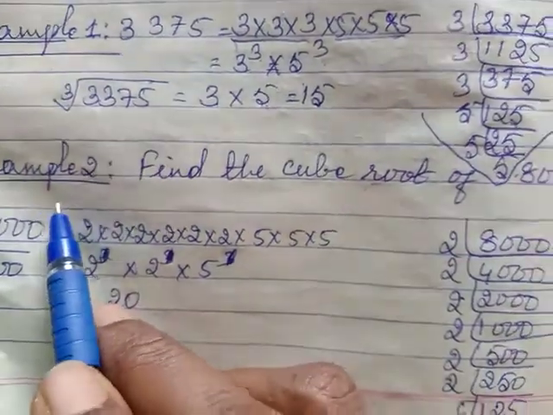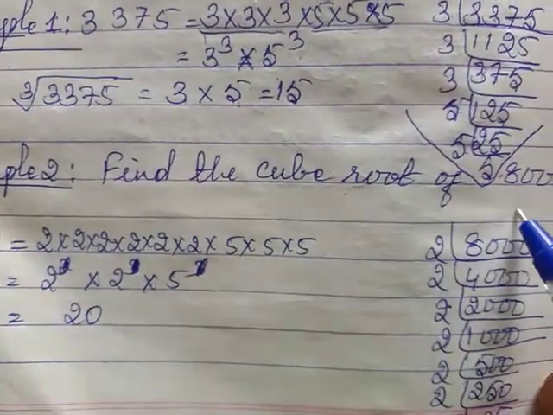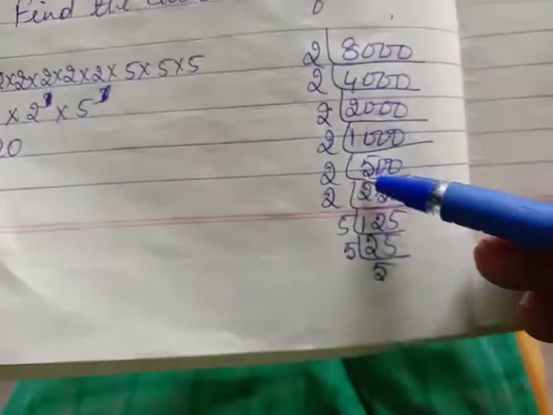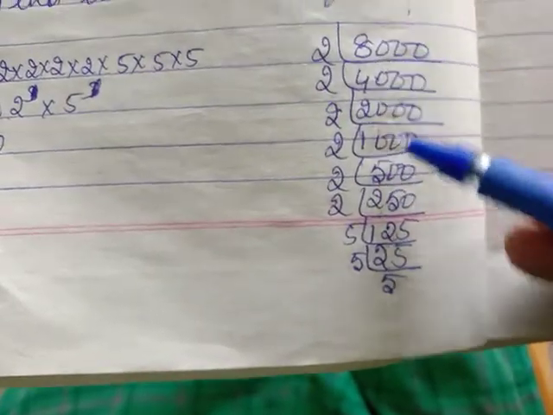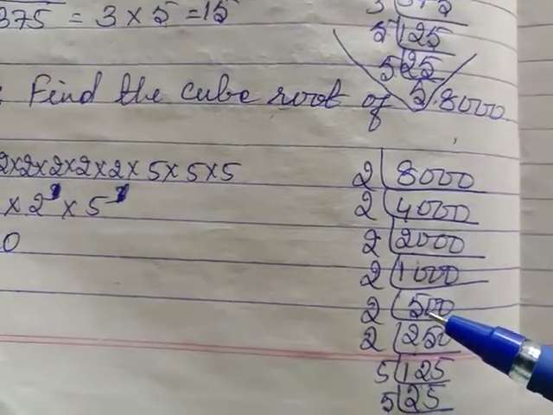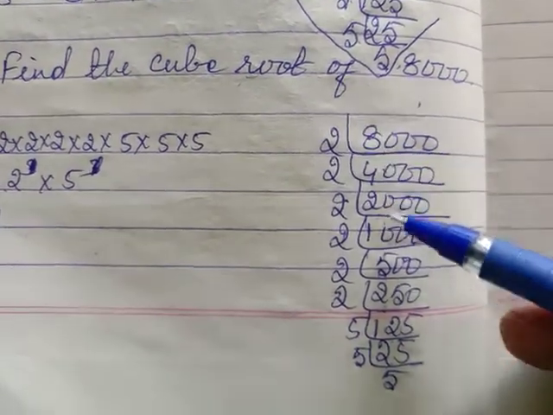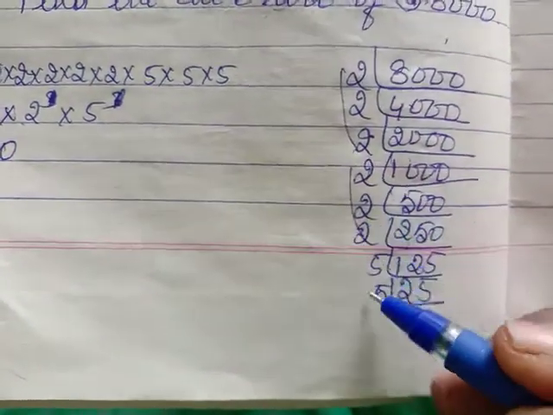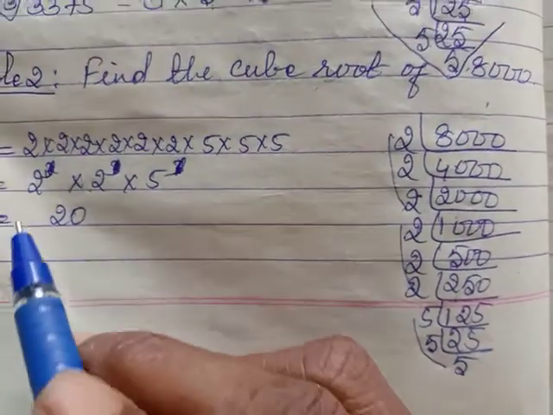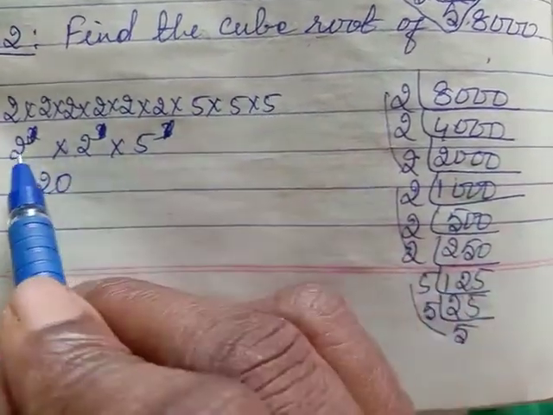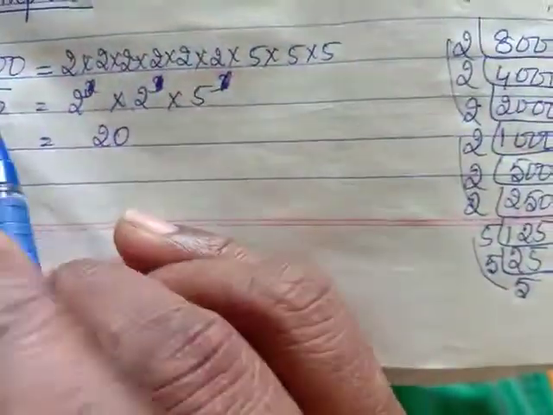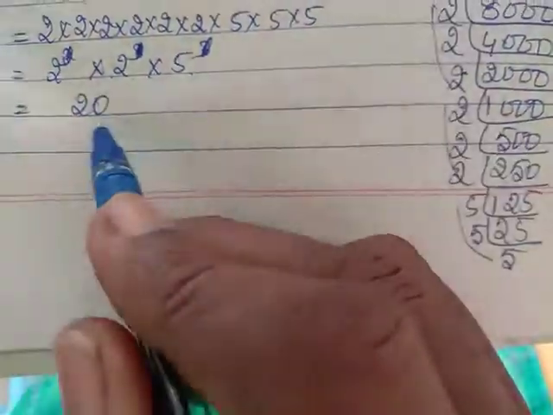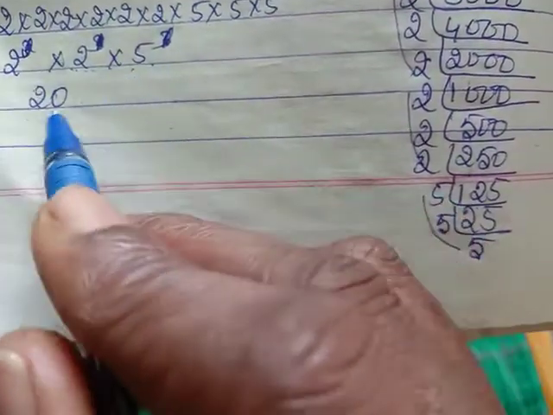Now example 2. Find the cube root of 8000. 8000 is equal to, factorize. This is the way of factorizing, please learn this. When you factorize, you get this is one set, this is one set, and this is another set. Now you got it like this. Write all this, that is 2 cube into 5 cube. Cube root of 8000 is equal to 2 into 2 into 5, that is equal to 20. 2 twos are 4, 4 fives are 20.